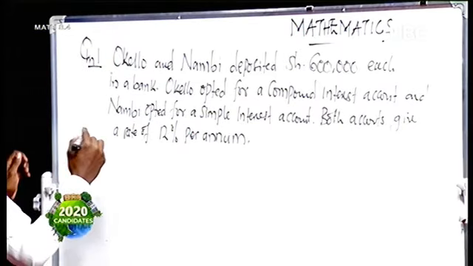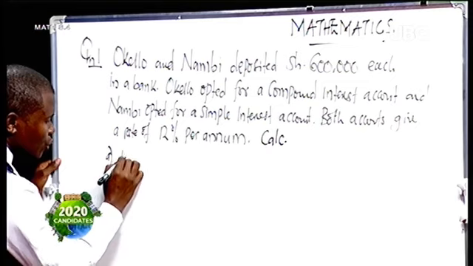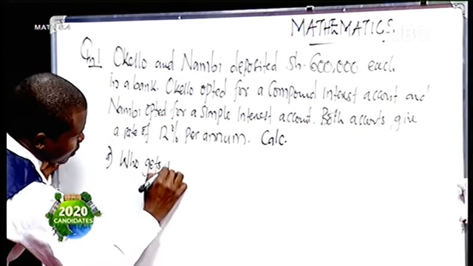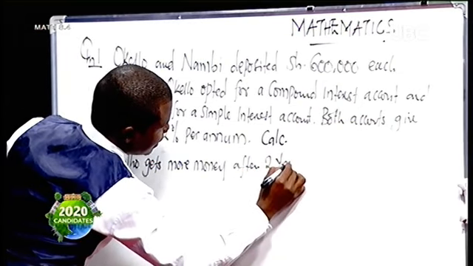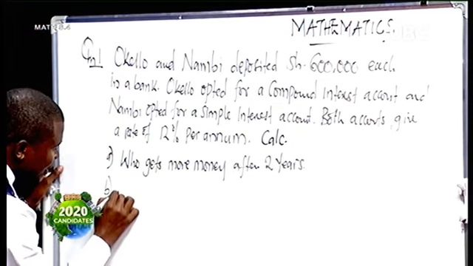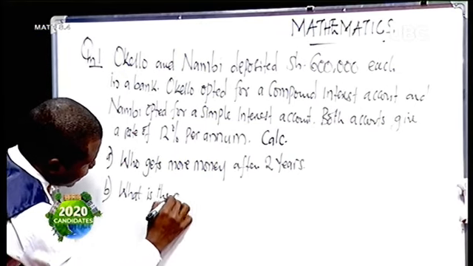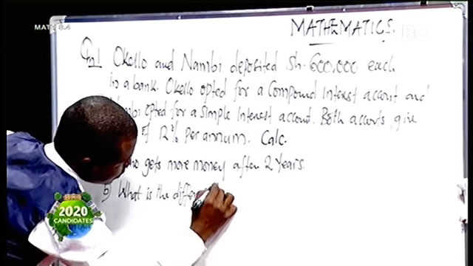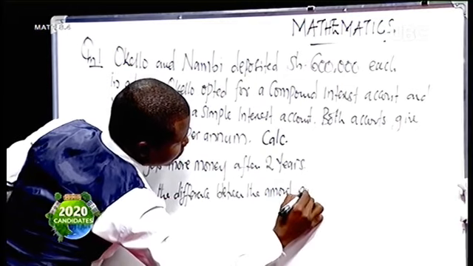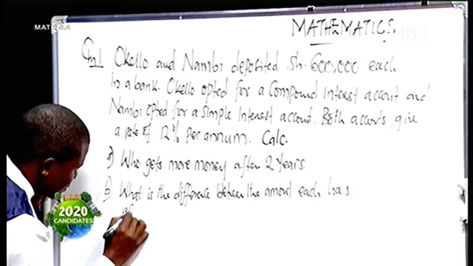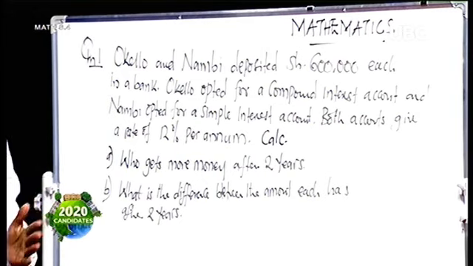The question is, calculate part A, who gets more money after 2 years. And part B, what is the difference between the amount each has after 2 years? What is the difference in the amount each has after 2 years?